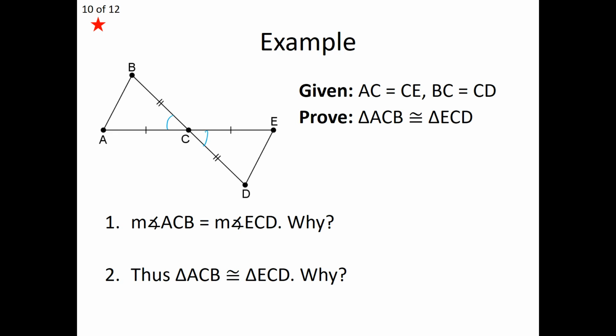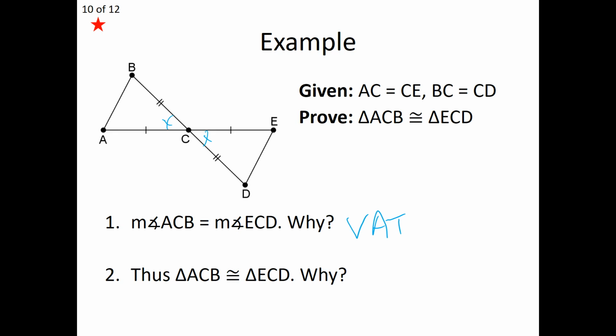Let's look at the question, our part 1. It says the measure of angle ACB and the measure of angle ECD are equal. Why? Well, what kind of angles are there? They are vertical angles, which means by the VAT, the vertical angles theorem, we can declare those angles to be equal to each other. That's why I know those angles are equal, because they are a pair of vertical angles. And what that does for us is it finally satisfies that we have the pair of included angles that are equal.